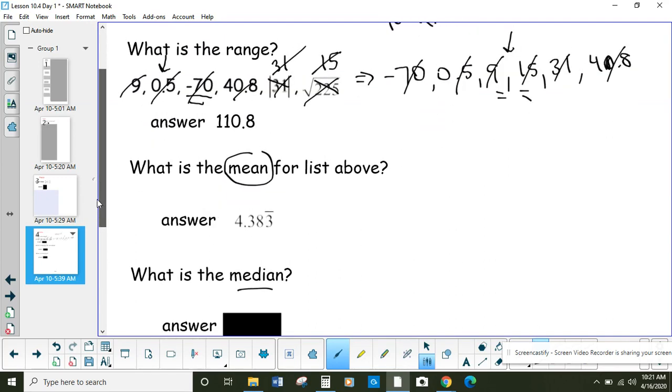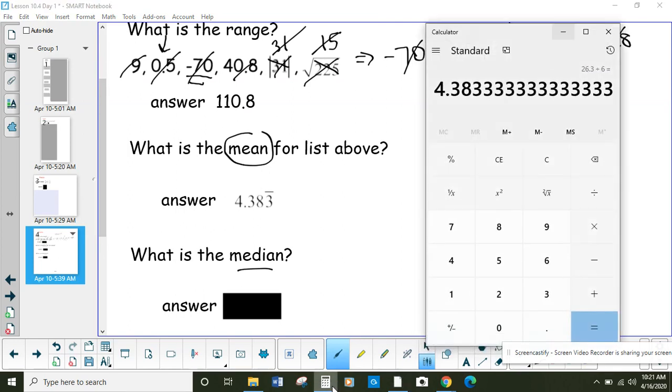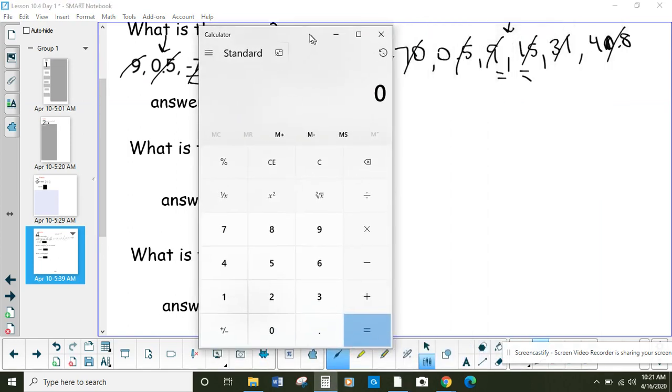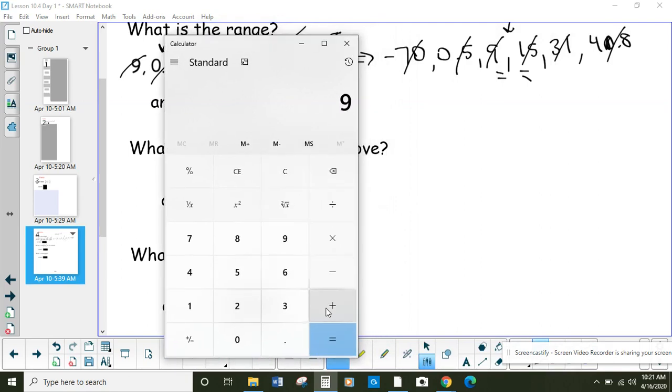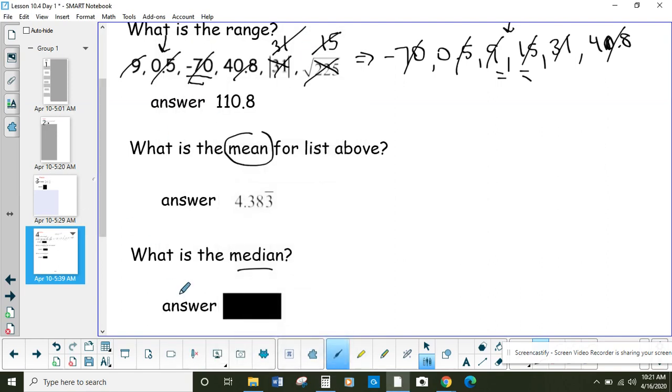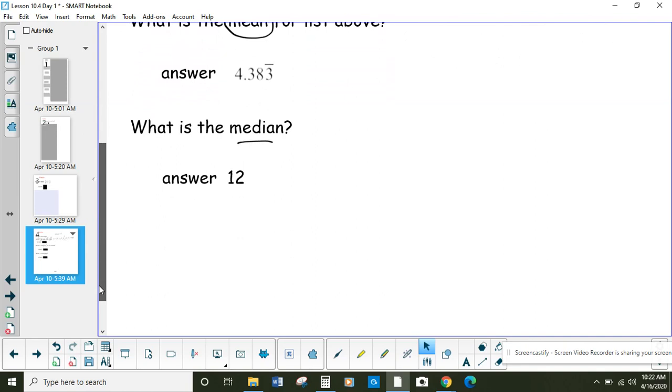So if the two numbers in the middle are 9 and 15, how do I find the mean or average of two numbers? I add those two numbers together. So I go 9 plus 15, then divide that by 2 because I'm adding two numbers together, and then my median will be 12.